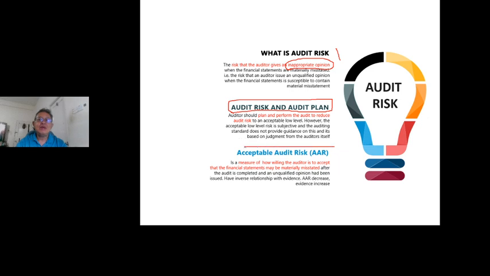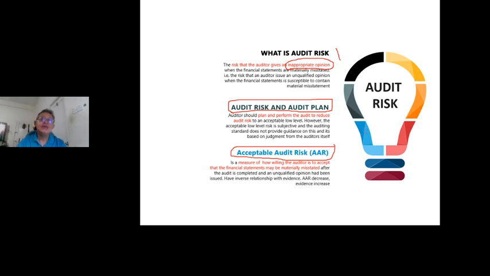Then we talk about acceptable audit risk, which is the audit risk level set by the auditor. Normally it is a simple measurement, in terms of whether it is low, medium, or high risk. If the auditor plans to accept a low audit risk, they need to collect more evidence. If they plan to accept a high audit risk, then they may take just a small amount of evidence.